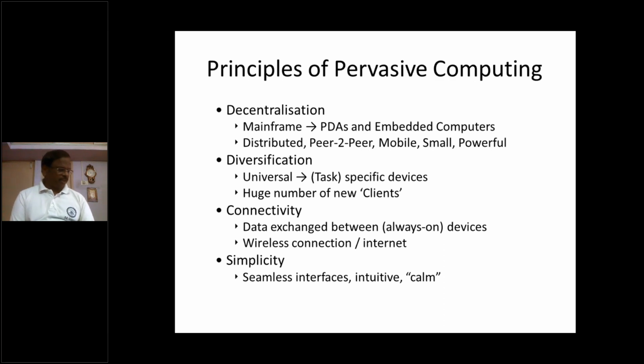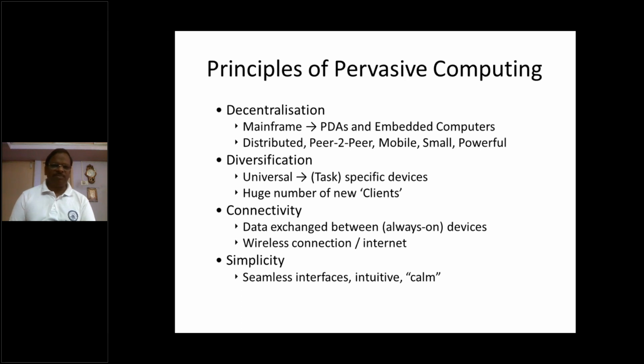What are the principles of pervasive computing? There are four principles available in pervasive computing: decentralization, diversification, connectivity, simplicity. What is decentralization? Now we have one type of computer from the mainframe and another type of computer from the distributed environment. Mainframe, PDAs and embedded computers are available. In the distributed environment, peer-to-peer networks, mobile networks, small smartphone technology, and powerful tools are available. Small computers and PCs, personal computers, everything is available.